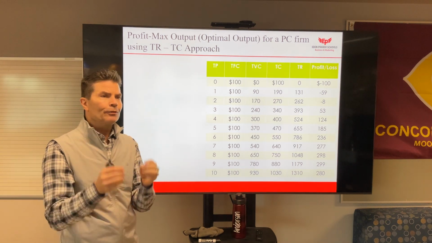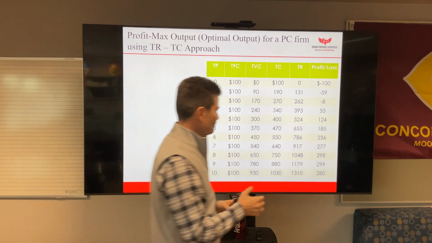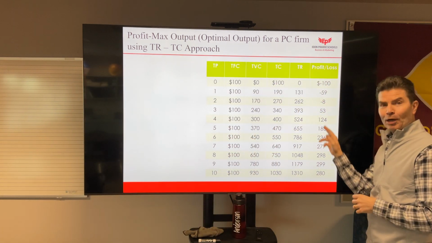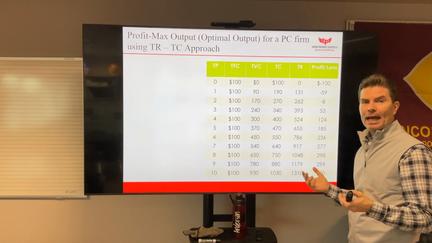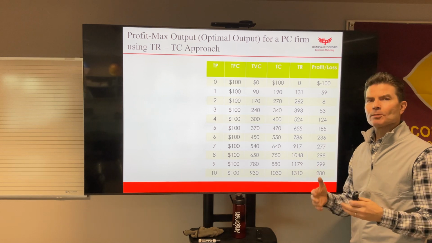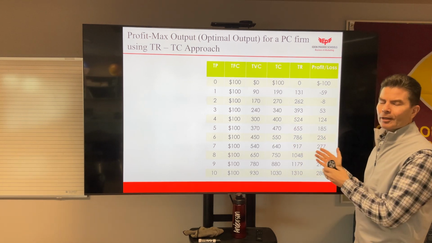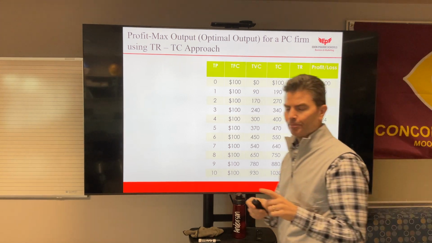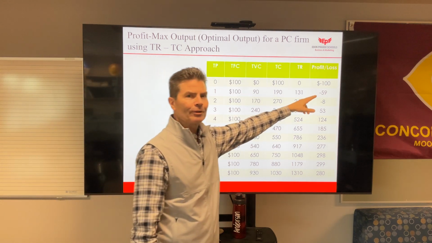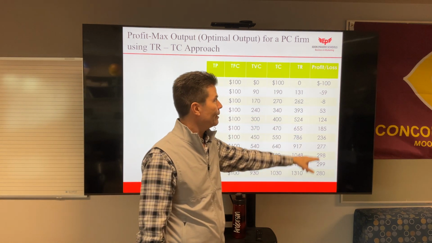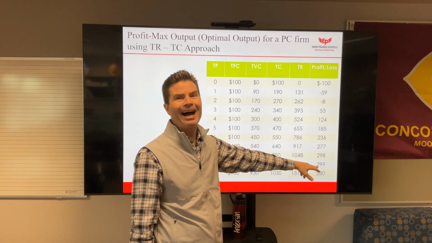You've been given a bonus in this graph, and the bonus is this profit and loss column. If I were to ask you where you maximize profit when you're given total revenue and total cost, according to the numbers it's hopefully easy enough to pick out. All you have to do is find where this profit number is the highest point.